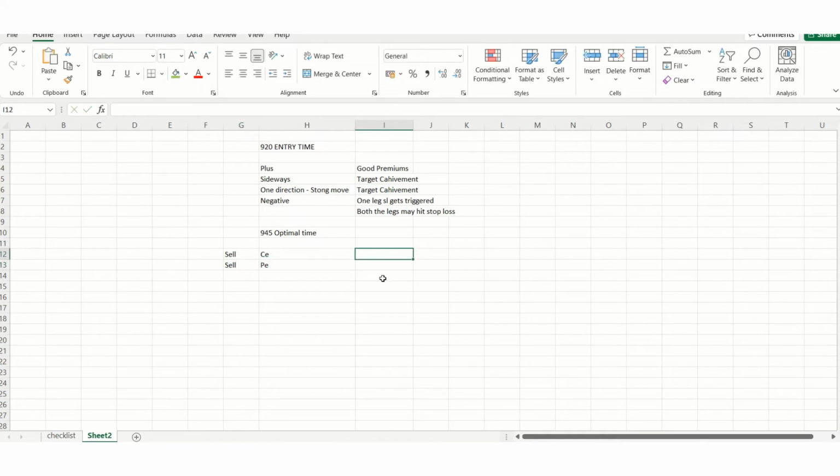Say the premium we got for Bank Nifty is 300, just hypothetically I am taking the example. So you are in a position of one Nifty CE sell at the premium of 300, one Nifty PE sell at the rate of 300. Now what next? We have to place stop loss.